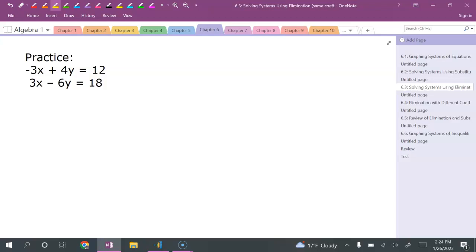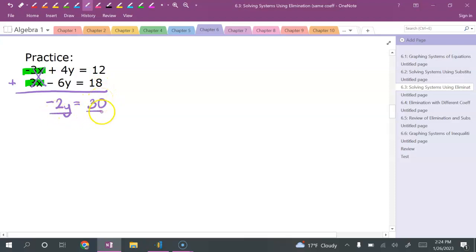So for this one, I noticed that my x's are actually opposite of each other. I have negative 3x and positive 3x. So I'm going to go ahead and add these equations. My x's are going to cancel, and I have 4y plus negative 6y. So that should be negative 2y. Bring down the equal sign. 12 plus 18 is 30.